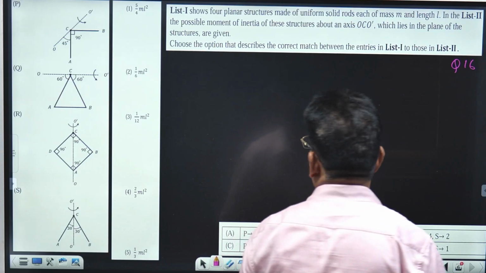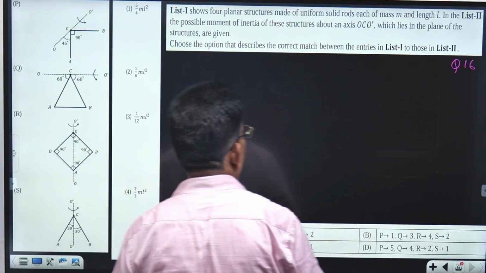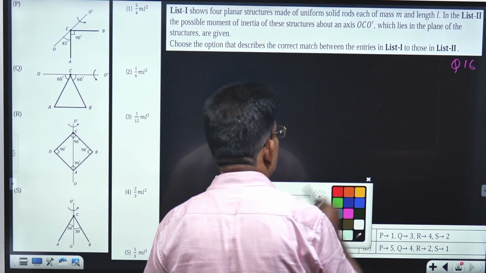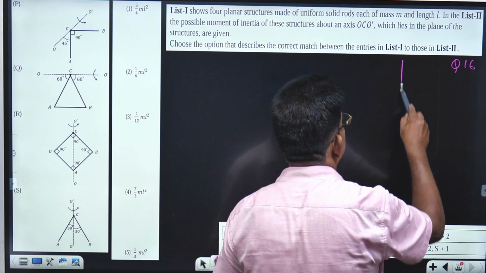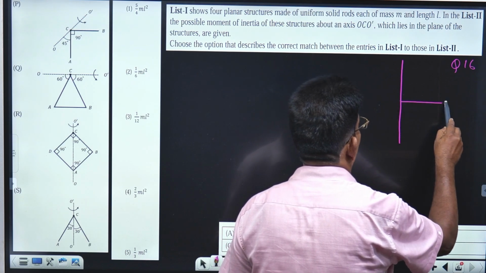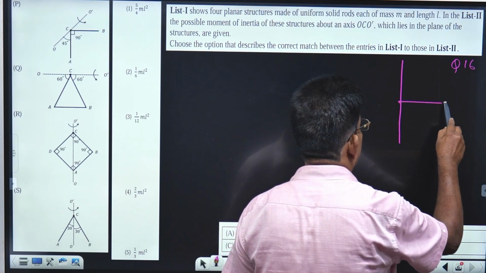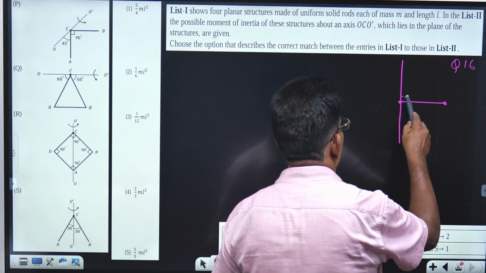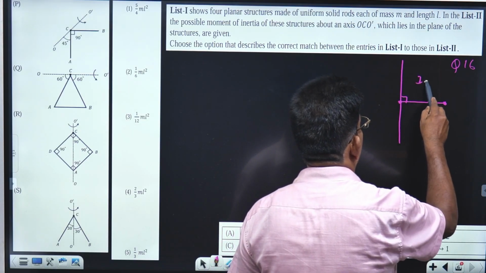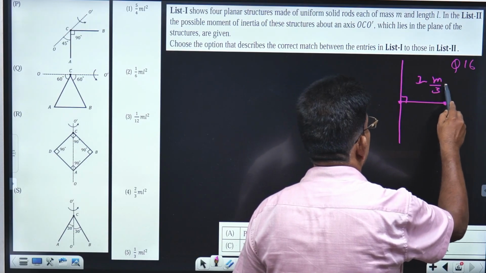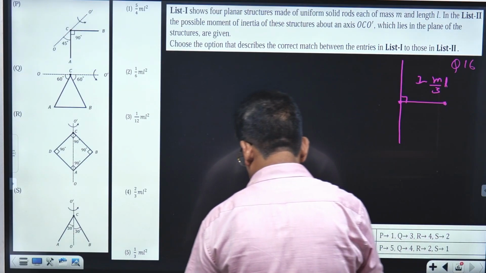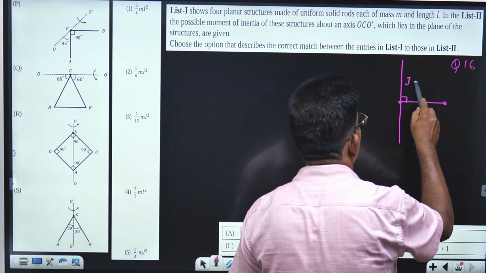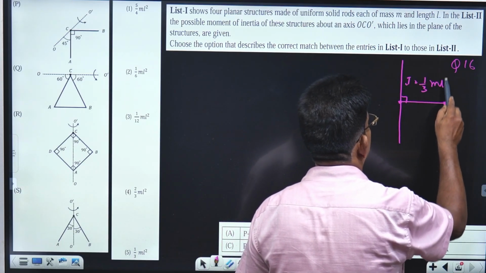And here, one thing is very essential for us to remember. When a rod of mass m, length L, is rotating about an axis passing through one end, with the rod perpendicular to the axis, the moment of inertia, we know, is 1 by 3 m L square. I is equal to 1 by 3 m L square.